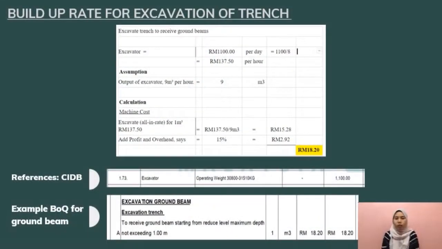Okay, so now for the first item, which is excavation for trench, the rate is RM80.20 per meter cube, and this is the example of BQ. Let's say the quantity from the principles of measurement is 1. So the total costing for excavation for trench is RM80.20.